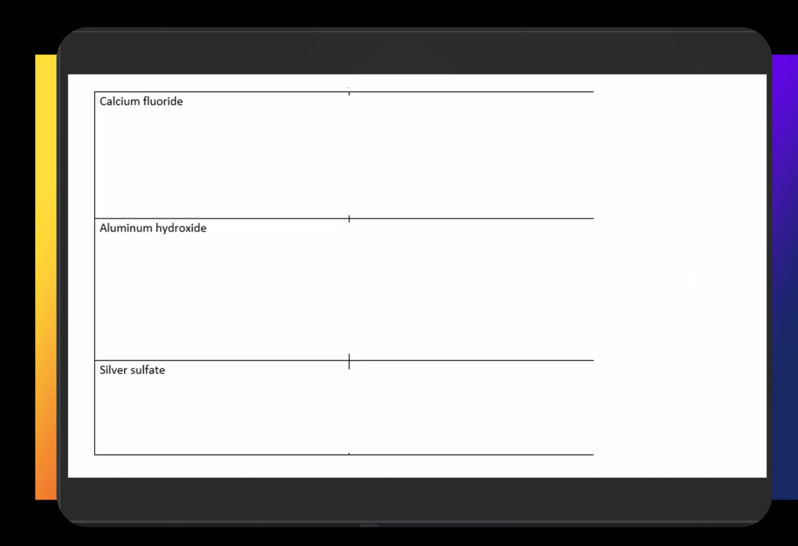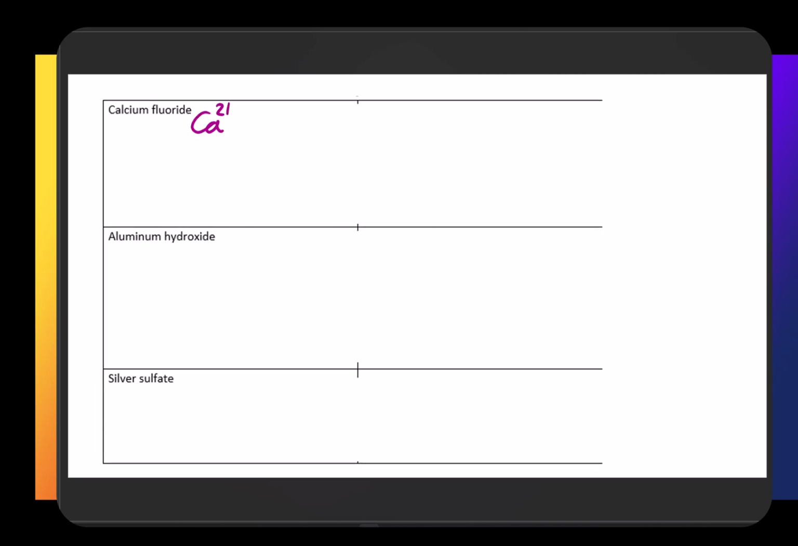Calcium fluoride. Calcium group 2A, positive 2. Fluorine group 7A, -1. We need a neutral compound to begin with. To balance a +2, we need two -1s. So our reactant formula is CaF2, solid.